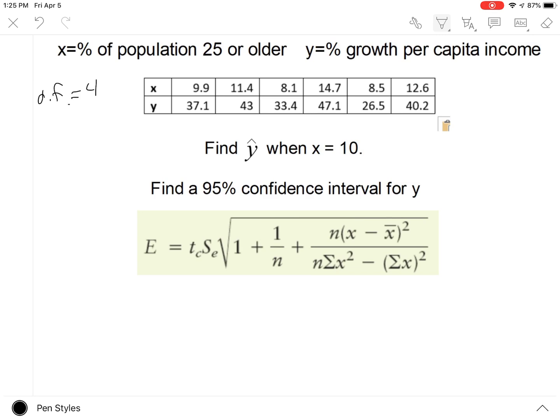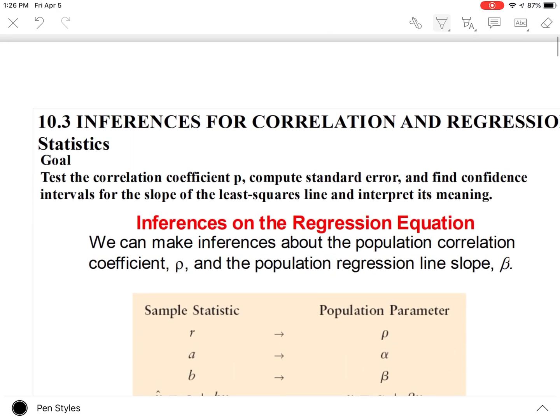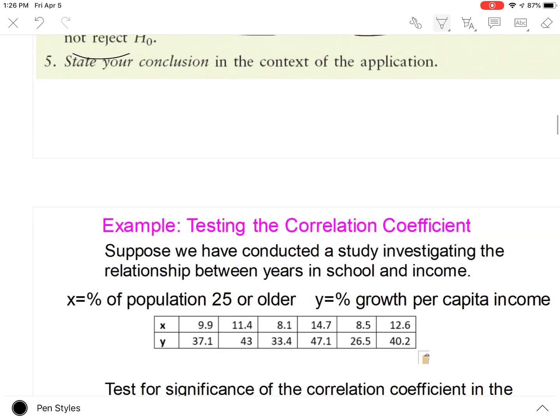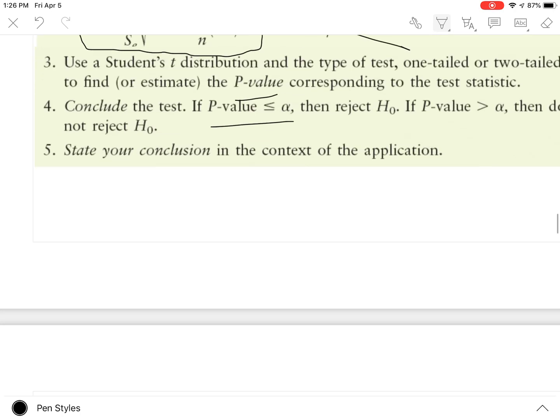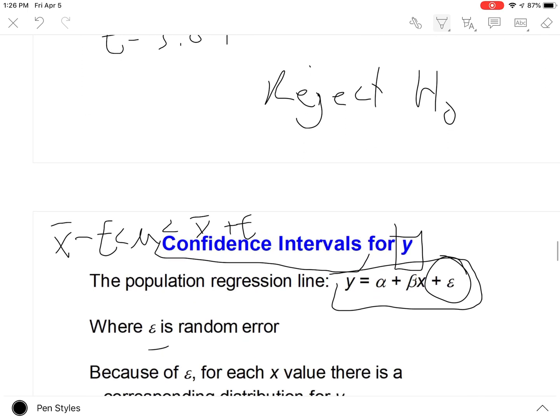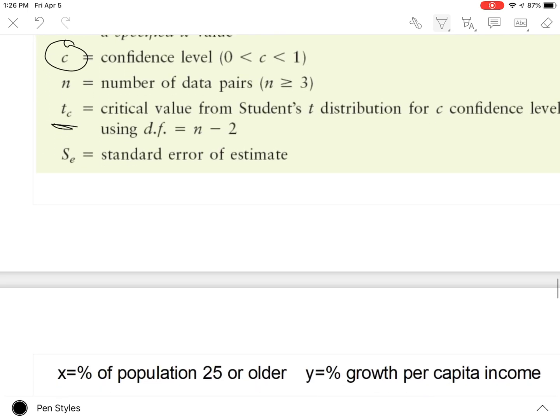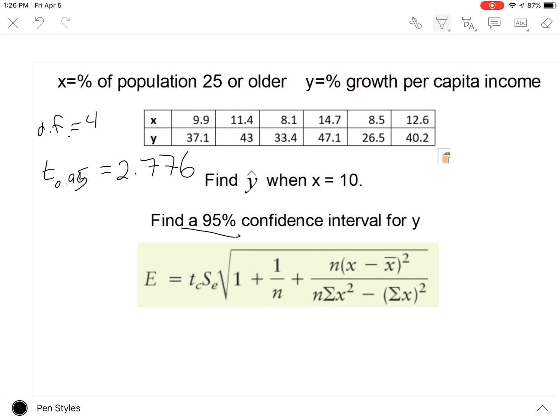Okay, I'm going to look up t for 0.95, because I'm 95% confident. Now that's going to look a little bit different because I use the table the old school way and get 2.776. One thing that's different is it's going to say find a 95% confidence interval, but it's going to say for some x value, like x is equal to 10.